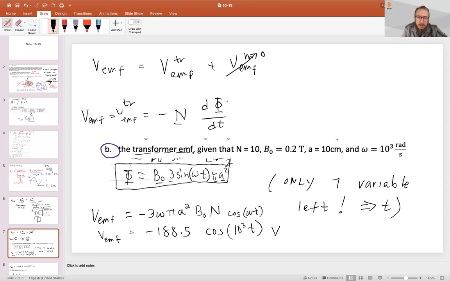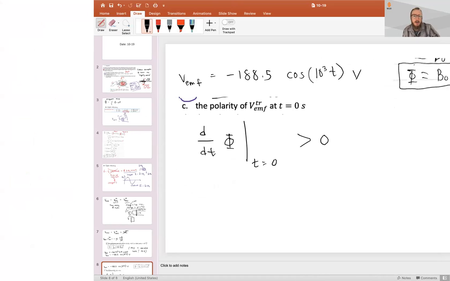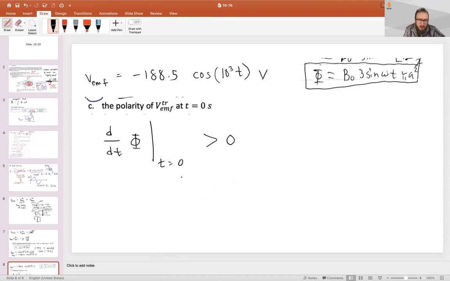Yeah, and we're actually only even dealing with this part, just the phi. So we aren't even dealing with the negative N. Just this part of the derivative is what we care about. At that time, if we look at that derivative at time equals 0 and evaluate this, it's going to be larger than 0, this part. So this part of the equation is larger than 0.